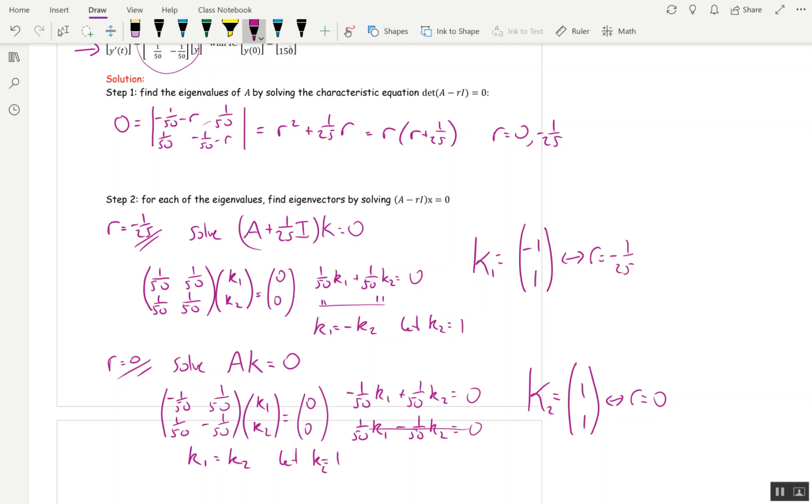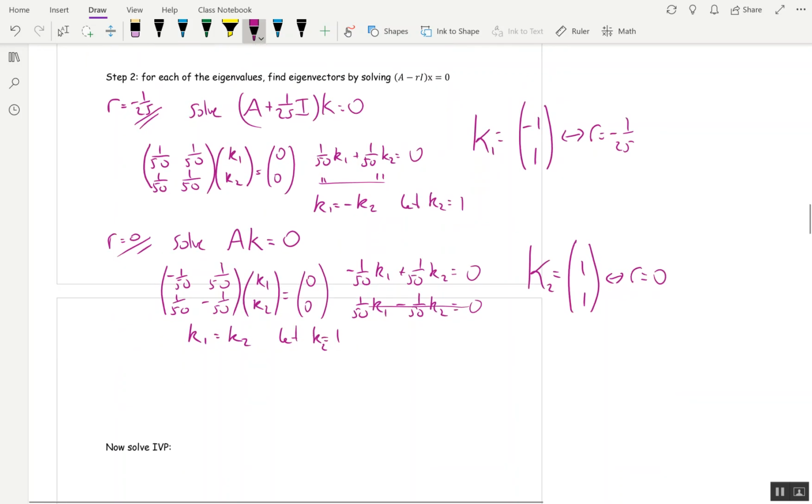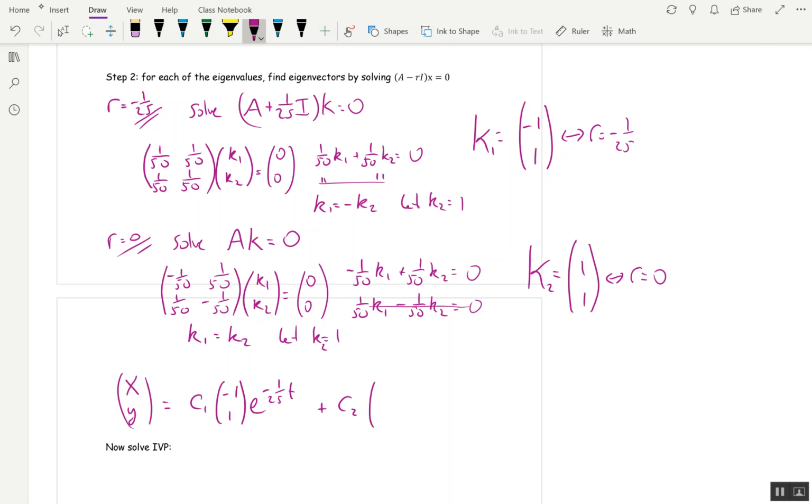All right, now we're going to write down the general solution. Big X, which is little x, little y, is C1, K1, which is -1, 1, e to the R1, which is -1 over 25, t, plus C2, K2, e to the 0t. E to the 0t is 1, so I'm going to leave that off. So there's our general solution.